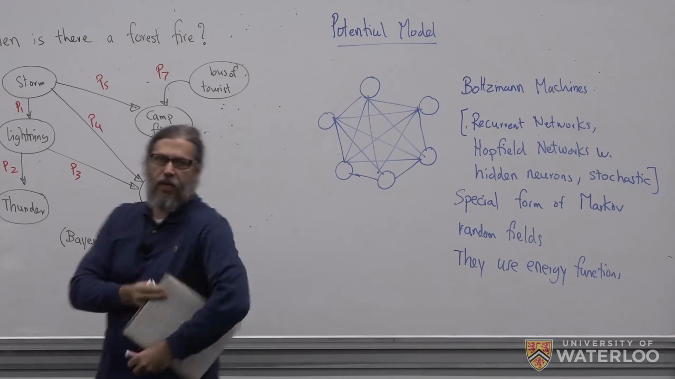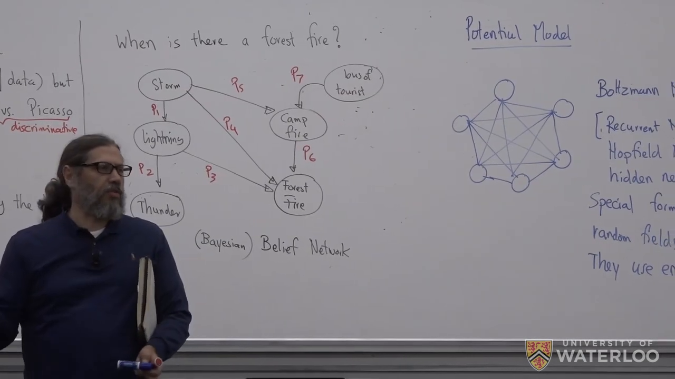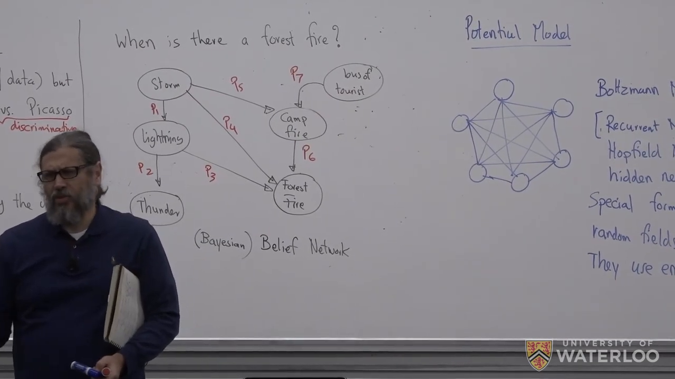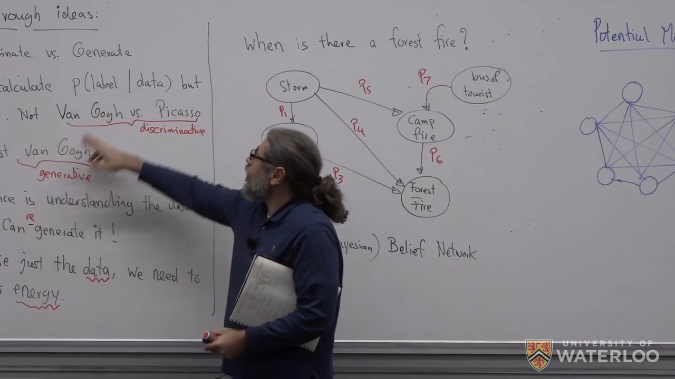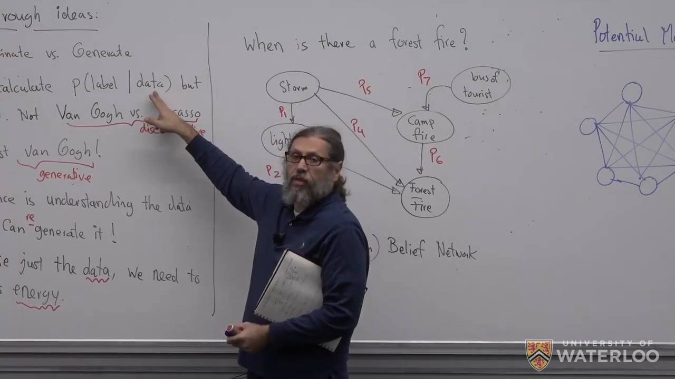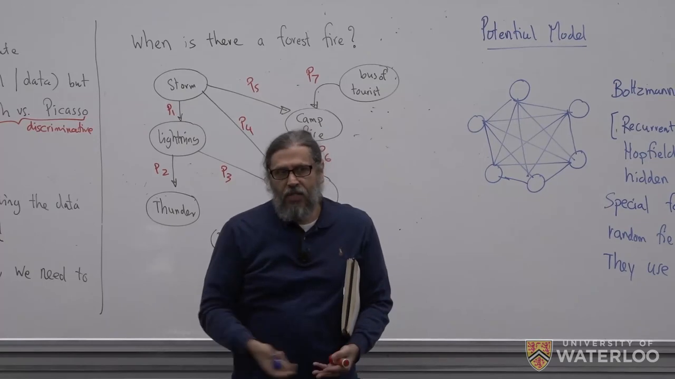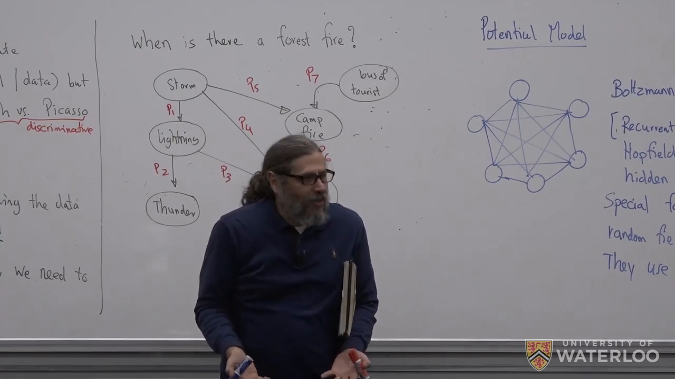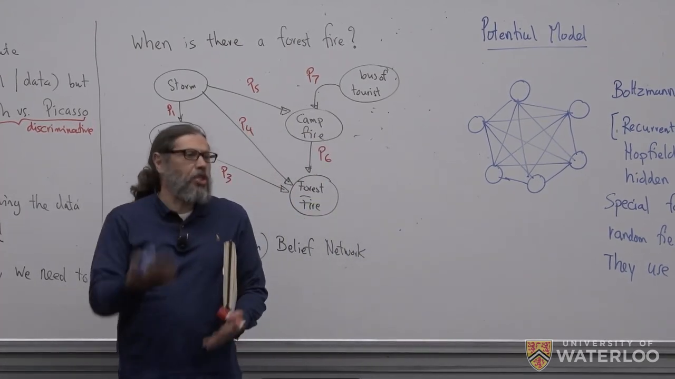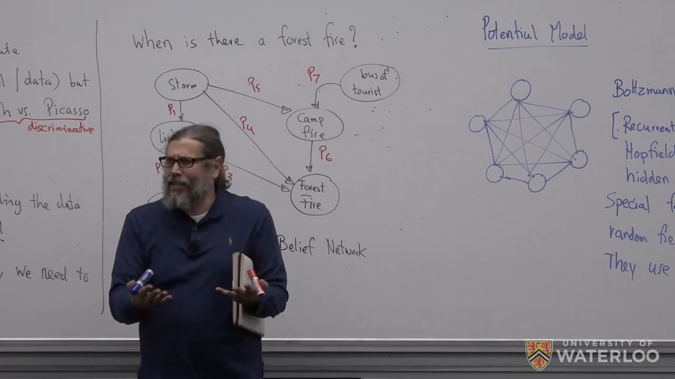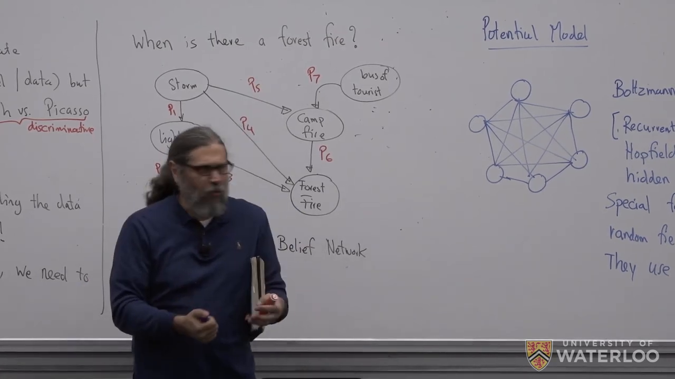Can anybody tell me why they use energy functions? Whatever the energy function means. We still don't know what you mean by energy. But you have just the data. So you want to generate. You don't have the probability of label given the data. You have the probability of data. So I cannot calculate any error. There is no error, because there is no target. There is no desired output. It's just the data. So if there is just the data, the only thing I can do is calculate the energy of the data. So what is the energy of the data?